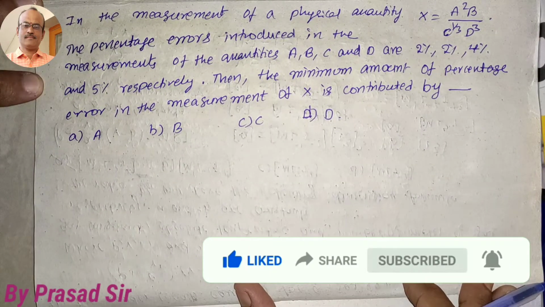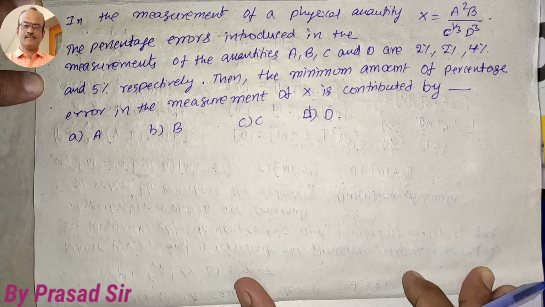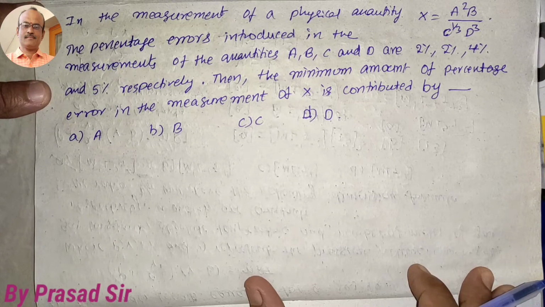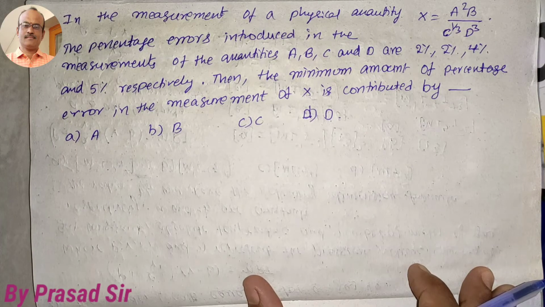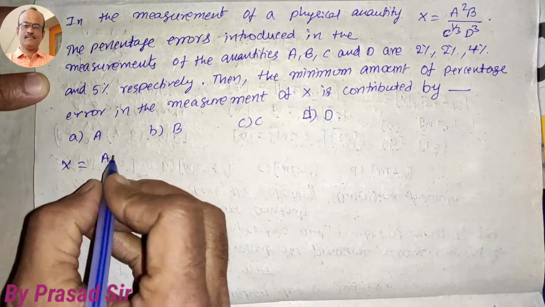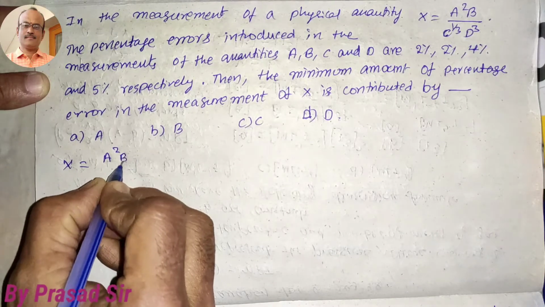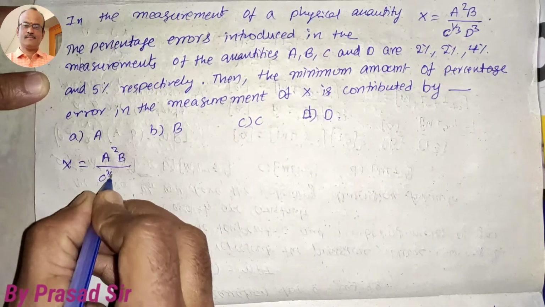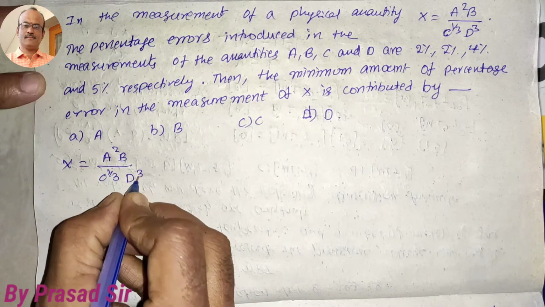Now the question number 32. In the measurement of physical quantity x equal to a² b divided by c to the power of 1/3 and d to the power of 3, the percentage errors introduced in the measurements of quantities a, b, c and d are 2%, 2%, 4% and 5% respectively. Then the minimum amount of percentage error in the measurement of x is contributed by. So first of all, what is given? The given equation is x = a² b / (c^(1/3) d³).